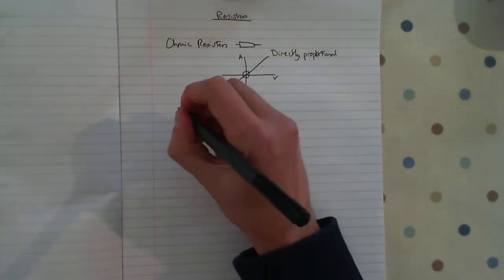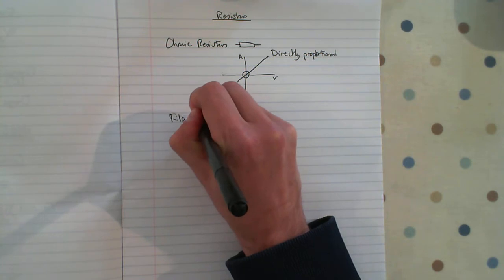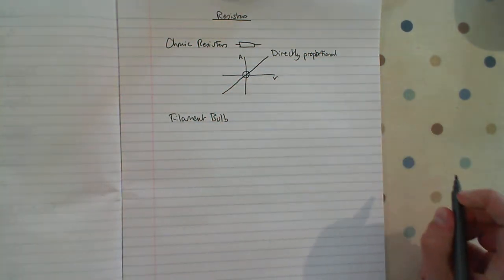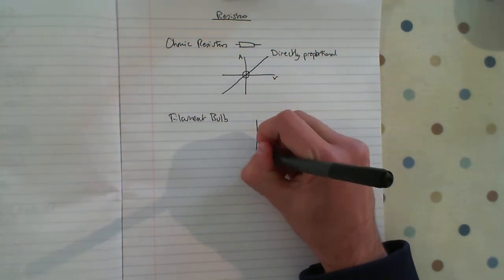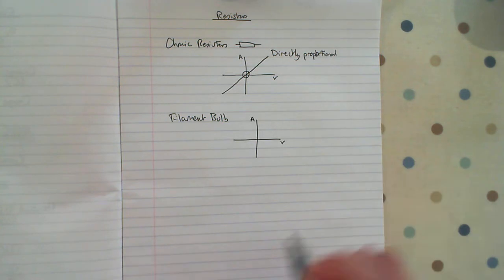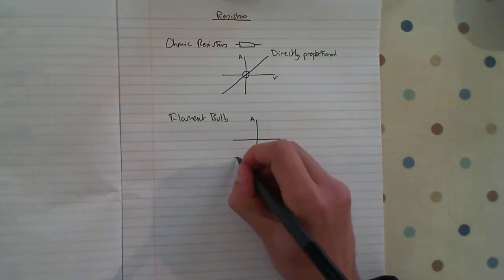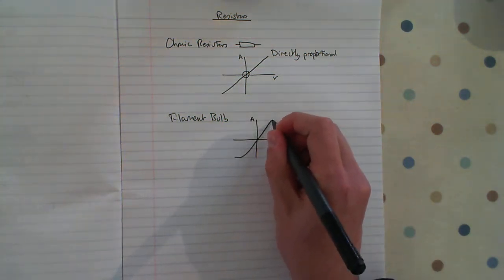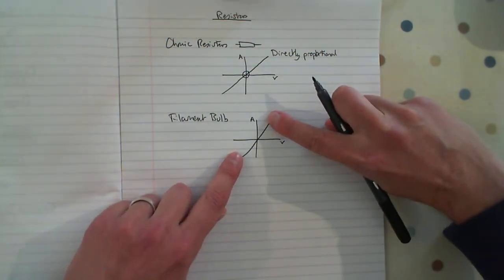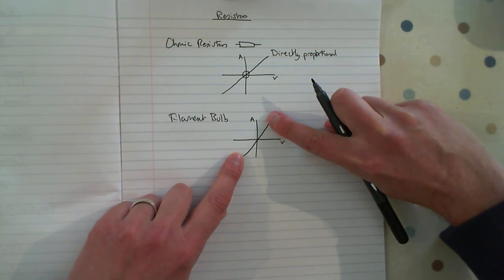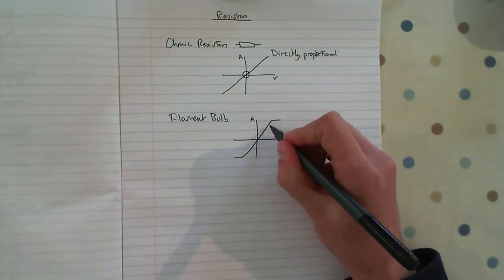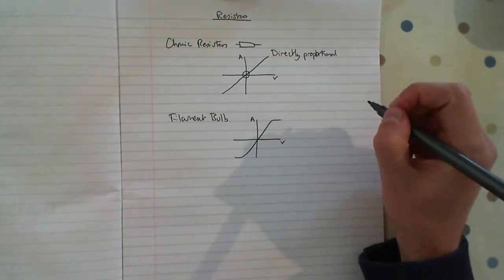A filament bulb has a different pattern, has a different graph. Again, we plot potential difference on the x-axis, current on the y-axis, and we get this S shape. So if we cover up the two curved bits, we have a directly proportional middle section, so to speak. But at this point here, the current starts to tail off, starts to plateau.